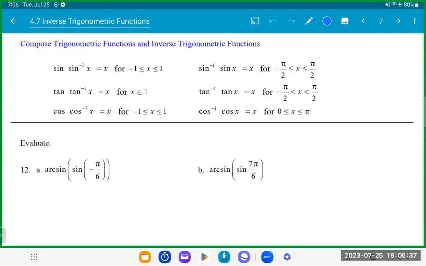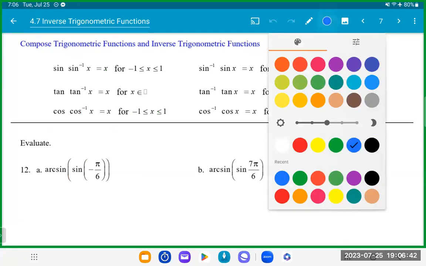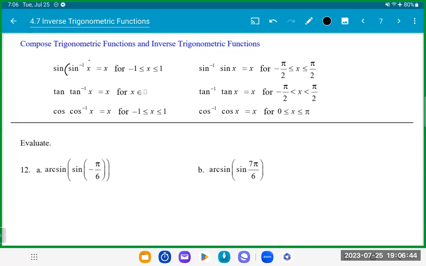Okay. So this is all an extension, right? I've already been telling you that if we're looking at sine times sine inverse, tangent times tangent inverse, and so on, those kind of cancel each other out. So we're going to take it a step further now, and start applying it to other situations.